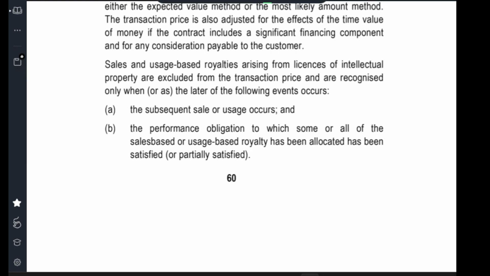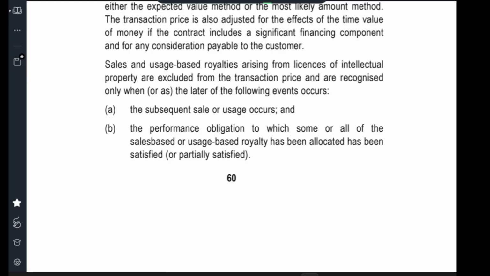Sales-based and usage-based royalties arising from a license of intellectual property are excluded from the transaction price and recognized when the later of the following events occurs. Sometimes we may get royalty. Example, we want to construct this software. This software is owned by this company. We are buying that company's software. Now the asset has been transferred to us. Now we are using that for an application. Not only are we using this for some application, it has already been used. It has been licensed to some organization.